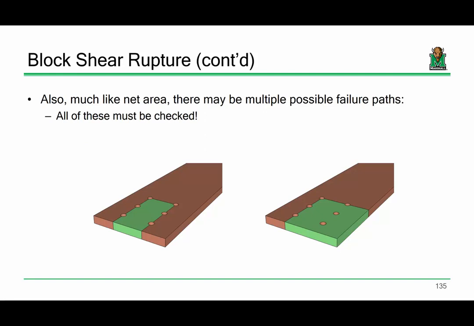Much like net area, it's possible that we have multiple failure paths that we need to analyze. So in this one we have two shear paths, one tension path. In this one we have one shear path and a longer tension path. So which one governs? Well, it depends. Probably it's the one on the right, because there's less material you've got to rip through.